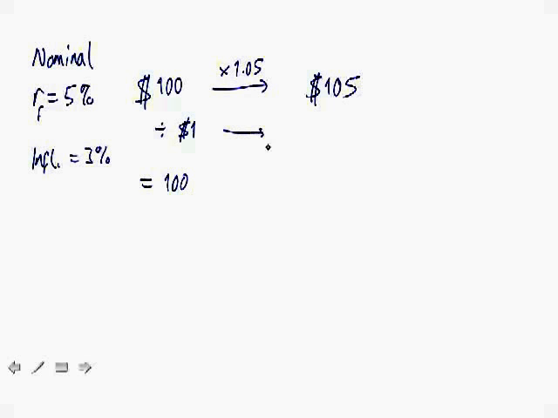Now, bananas go up in price over the year by 3%. In other words, if you take $105 divided by 1.03, that gives us 101.94.